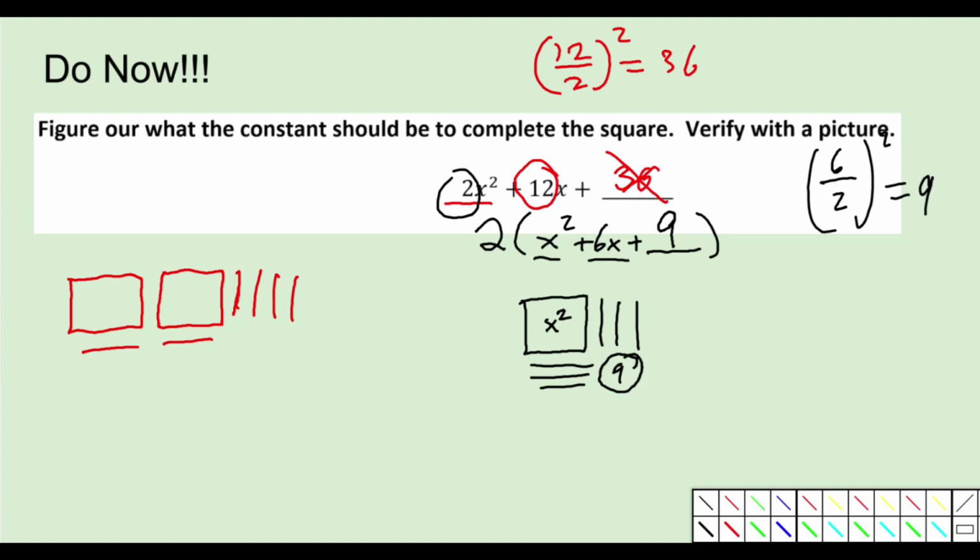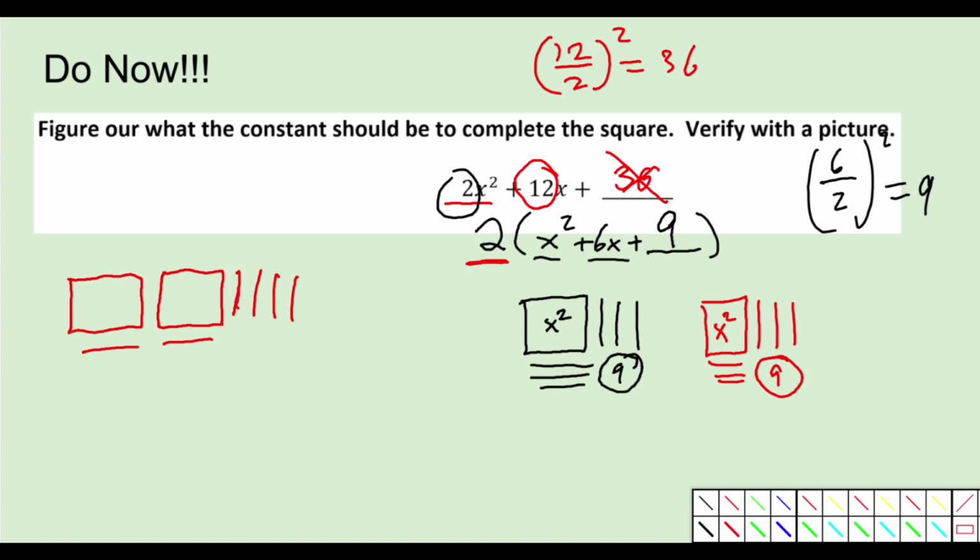And what I really like about this is because there's a factor of 2 here, because we're multiplying by 2, that means we can actually create 2 separate squares. And that's how you do this problem. So this problem, the answer was 9.